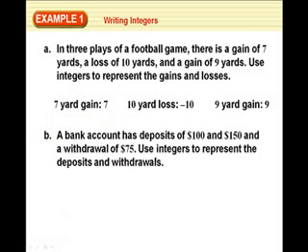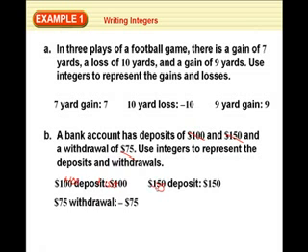So on this one, a bank account has deposits of 100 and 150 and a withdrawal of 75. So deposits are positive, so that would be 100. And 150, those would be positive. A withdrawal would be negative 75. So there's our numbers. And notice you don't have to put a plus in front if it's positive. If there's nothing in front of a number, it's indicated as being positive.